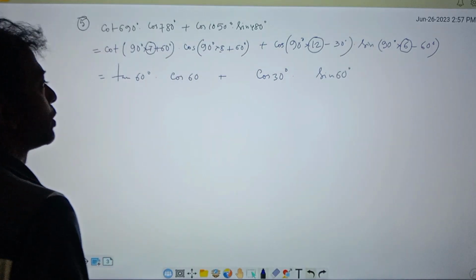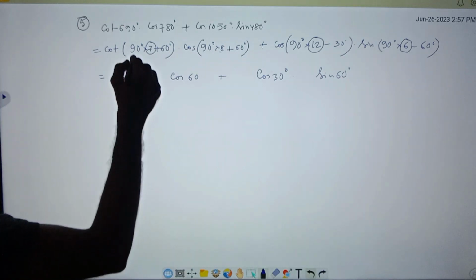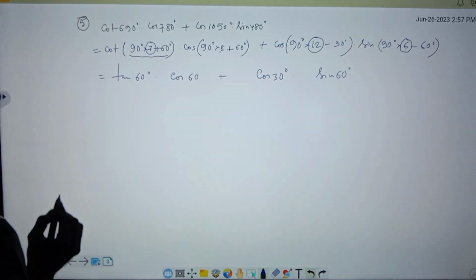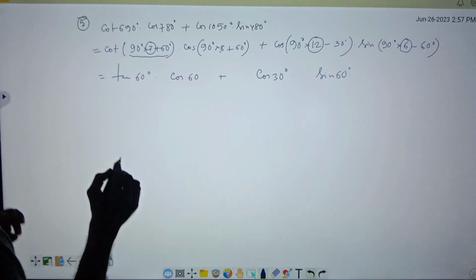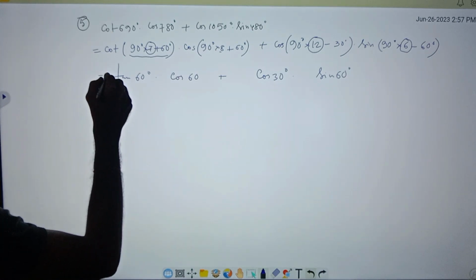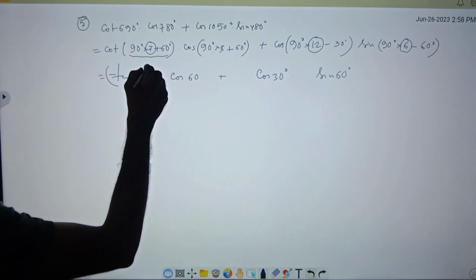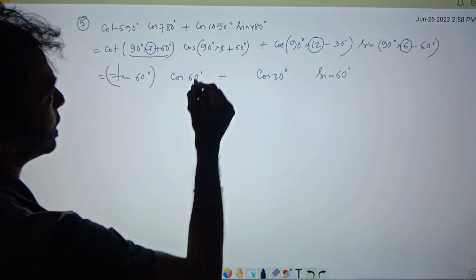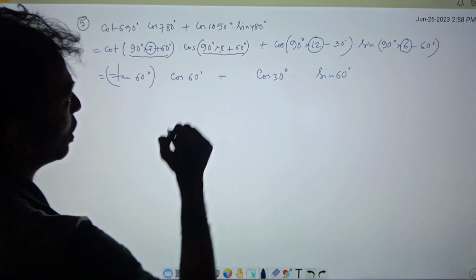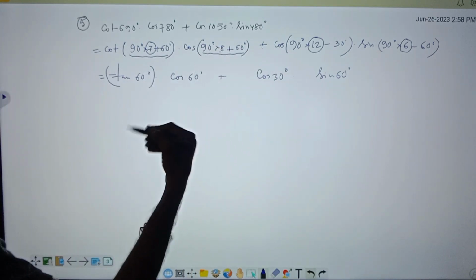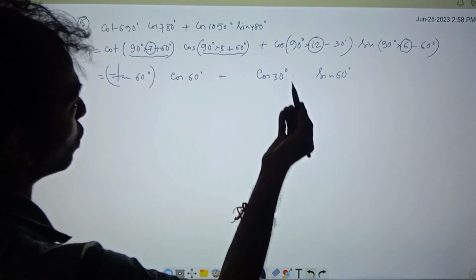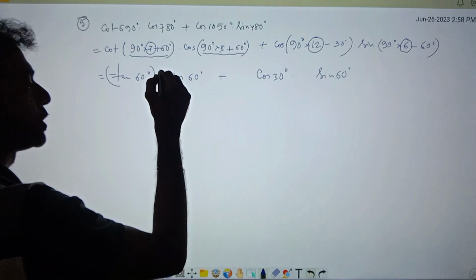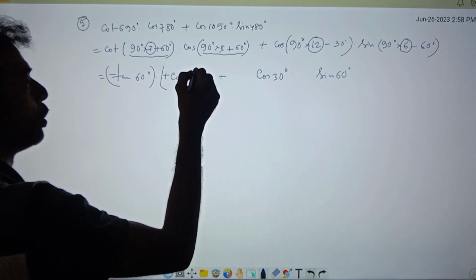Now we need to calculate the signs here also. This angle is lying in fourth quadrant, and in fourth quadrant we all know that the sign of cot is always negative, so that will be minus tan 60 degree. And here this is cos 60 degree. This angle lies in first quadrant because 90 into 4 is a full rotation, then again 90 into 4 full rotation, after that 60 degree. So the angle lies in first quadrant, and that will be always positive.